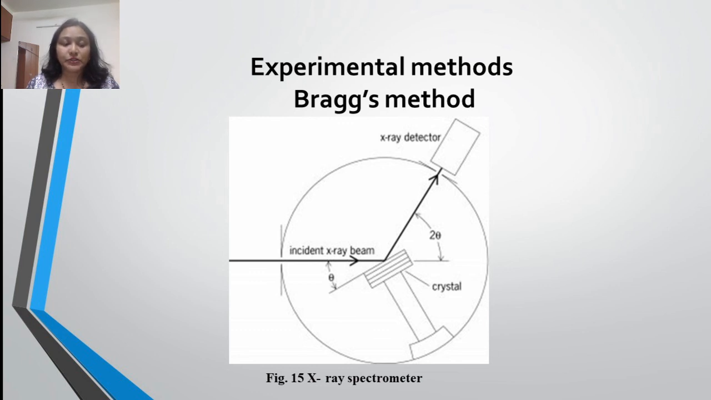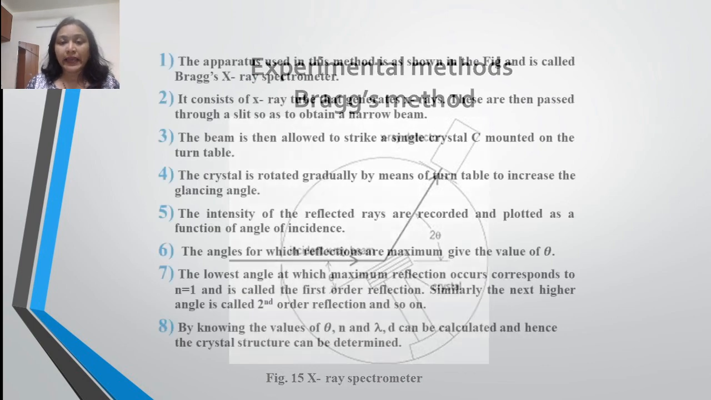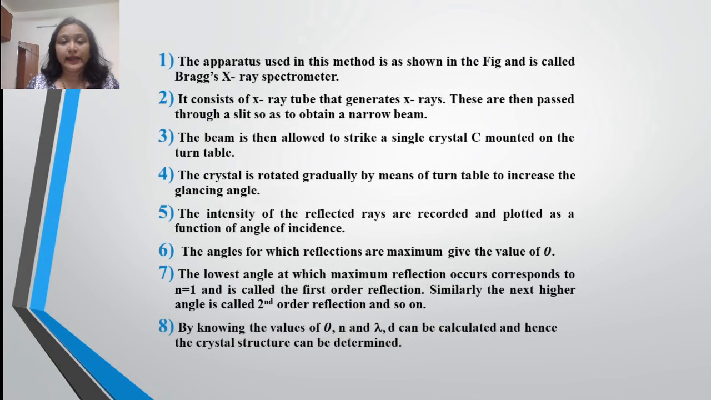The angle for which maximum intensity is observed is represented by theta, and the lowest angle at which we get a maximum is called the first order reflection, where n is equal to 1. Similarly, the second, third and fourth order reflections are obtained. Now putting these values of n, theta and lambda, d can be calculated, and hence the crystal structure can be determined by using Bragg's experimental method.